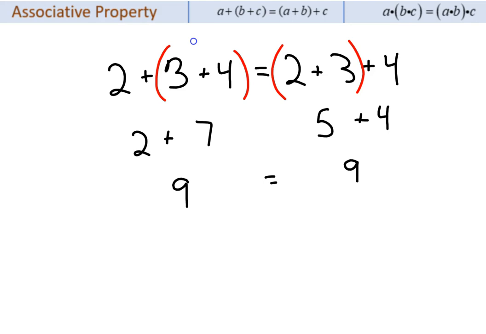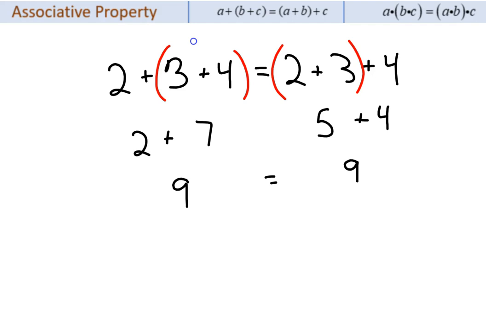So as long as you are adding, and it's all adding, what this property says you can do is add in any order that you'd like. You could take the back numbers and add them first. You could take the middle numbers and add them first. Or you could take the first numbers and add them first. It doesn't matter. All it's saying is that it has to be addition.